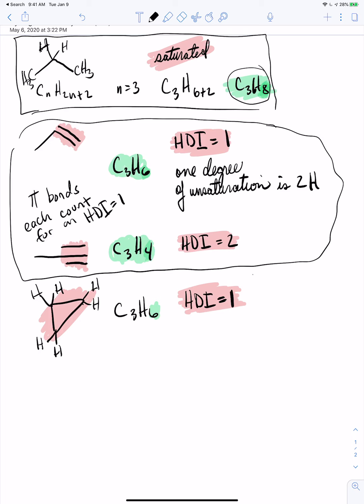And so then we come down here and we see what happens if we put in a ring. If I make cyclopropane, what do I see happen? Again, I see that I get a hydrogen deficiency index of just 1. So the number of hydrogens on the molecule went down by 2. So rings also count for an HDI equal to 1.